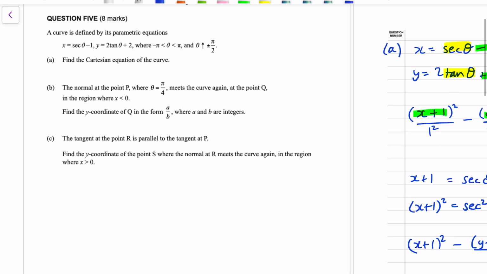Alrighty, part B. The normal at the point P, where theta equals pi over 4, meets the curve again at the point Q, in the region where x is less than 0. Find the y-coordinate of Q in the form a over b. Okay, so we've got an equation of a normal, which we need to find, and we're told that theta equals pi over 4. So it helps us to draw this picture first and say, look, let's look at the hyperbola, draw it roughly to scale, then we'll draw this normal in and go from there.